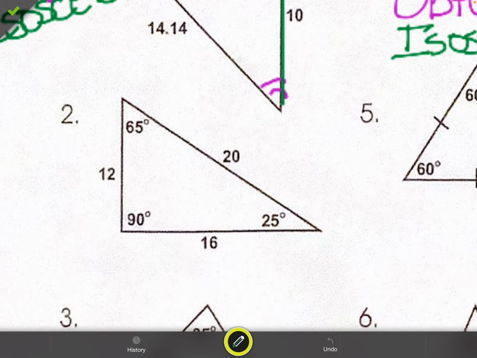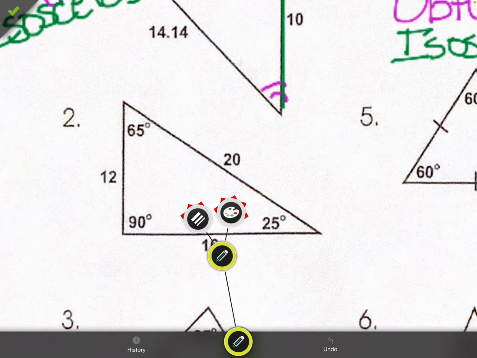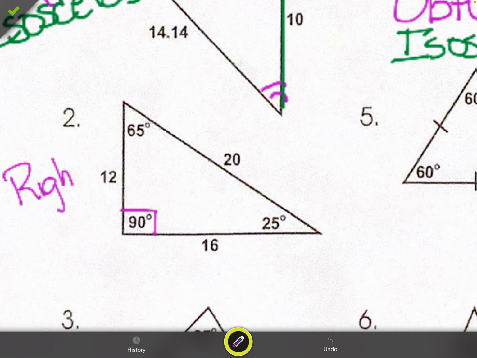So let's look at number 2. Let's look at our angles first. All right, so I'm checking them out. 65, that's acute. 25, that's acute. 90, 90 means that's right. Remember I said they're not always going to put the box. So this actually is another right triangle, because remember, to say an acute triangle, they all have to be less than 90. Now let's check out my sides. 12, 16, 20. Each one of those are different. None of them are congruent. So this would be scalene. Scalene means none of your sides are the same.